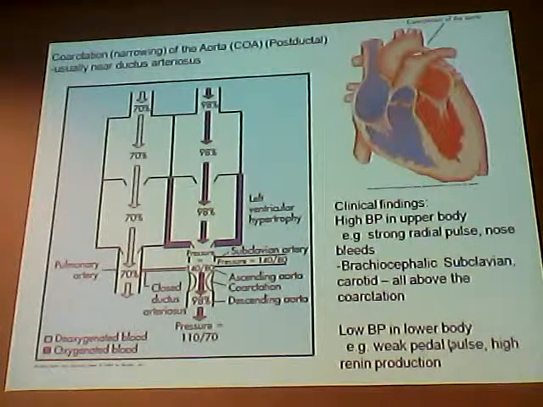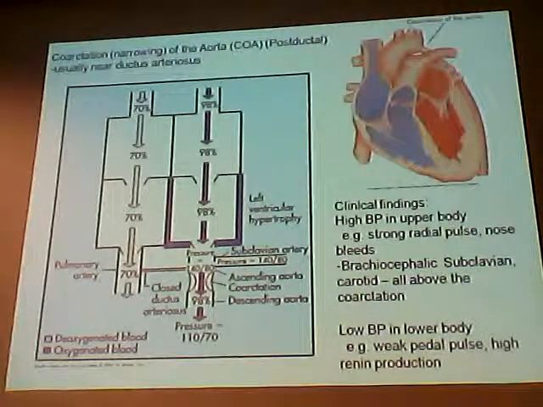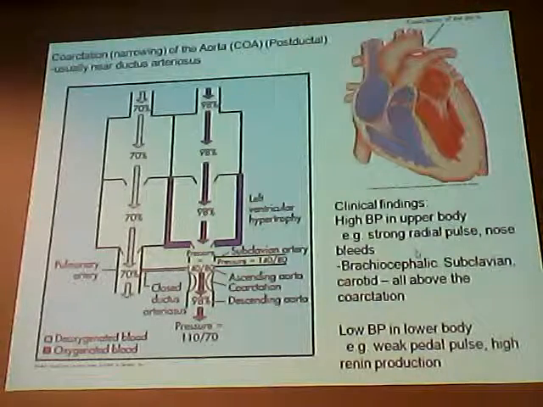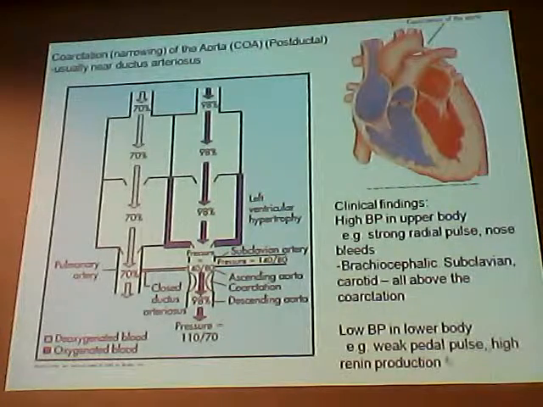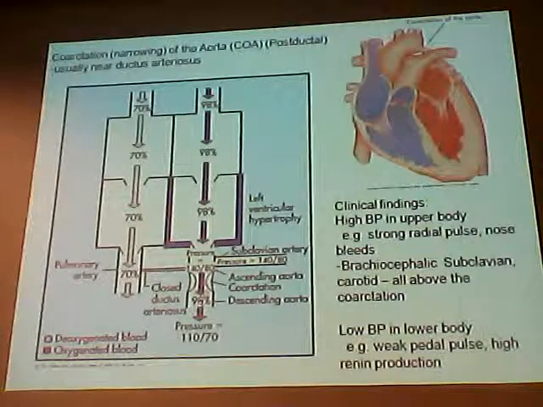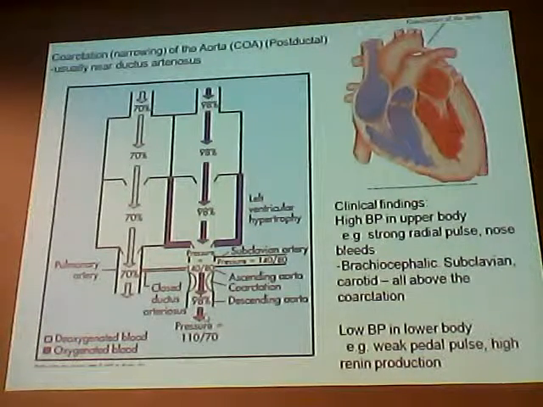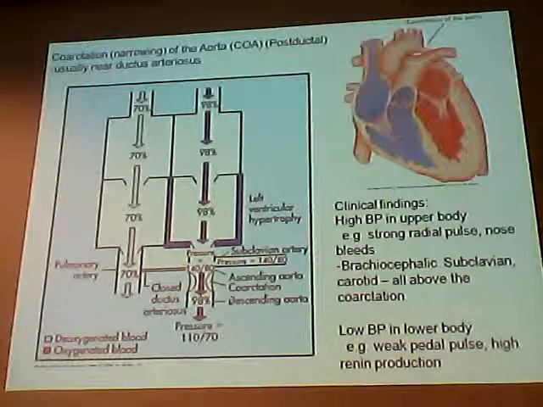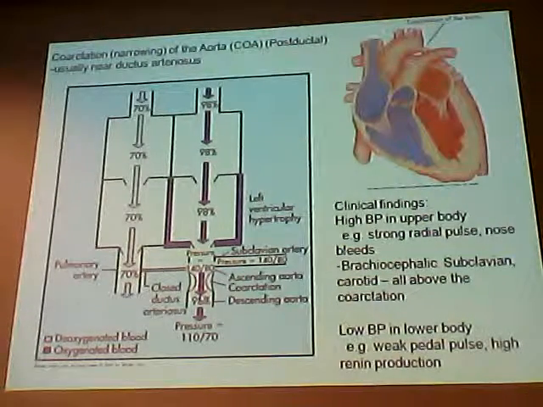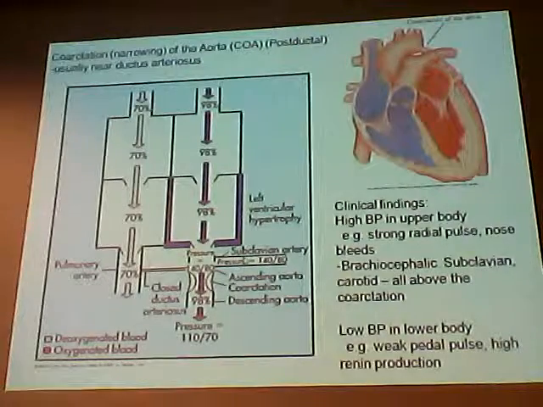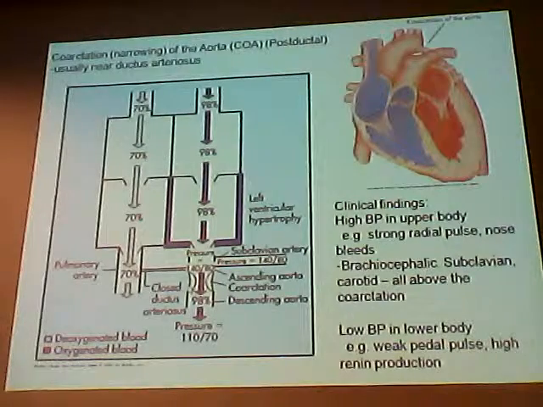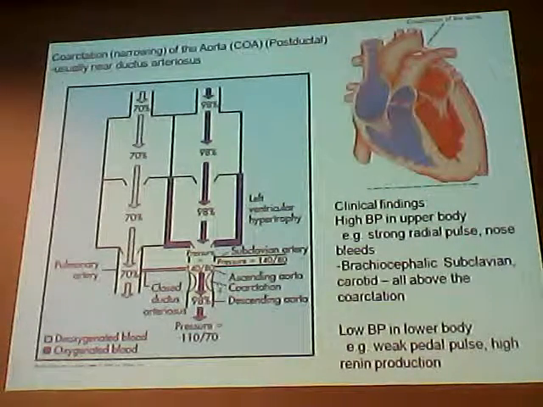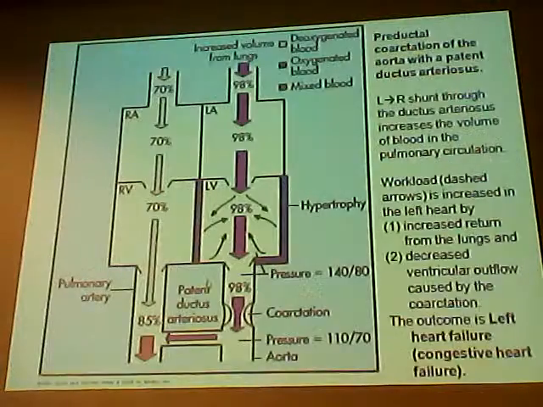So you have a weak pedal pulse, weak foot pulse, versus a high blood pressure in the upper body, so a strong radial pulse. And what you might end up seeing is high renin production because your kidneys are in your lower part of the body, and they see that less blood can get through here because the narrowing cut it off, and so you increase the renin production to increase blood pressure again. But your upper body is fine because the subclavian artery is before that ductus arteriosus, that narrowing that occurs.